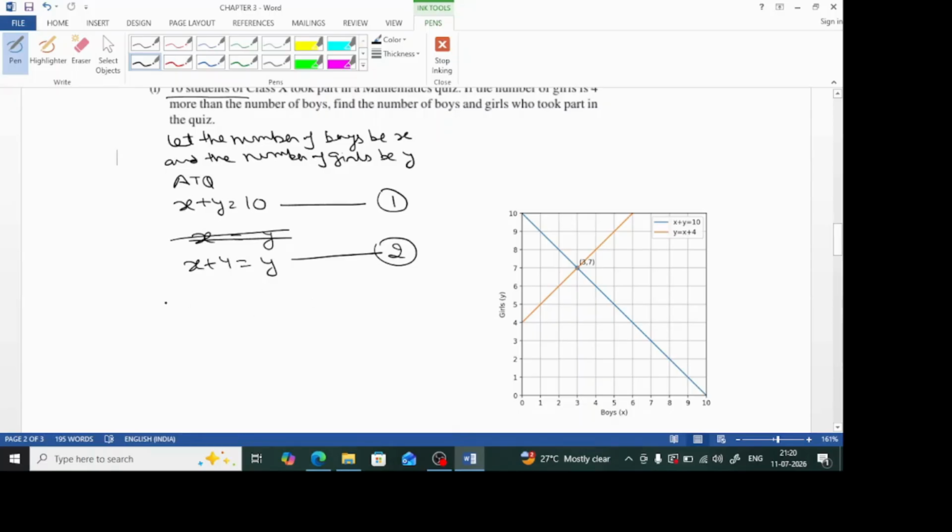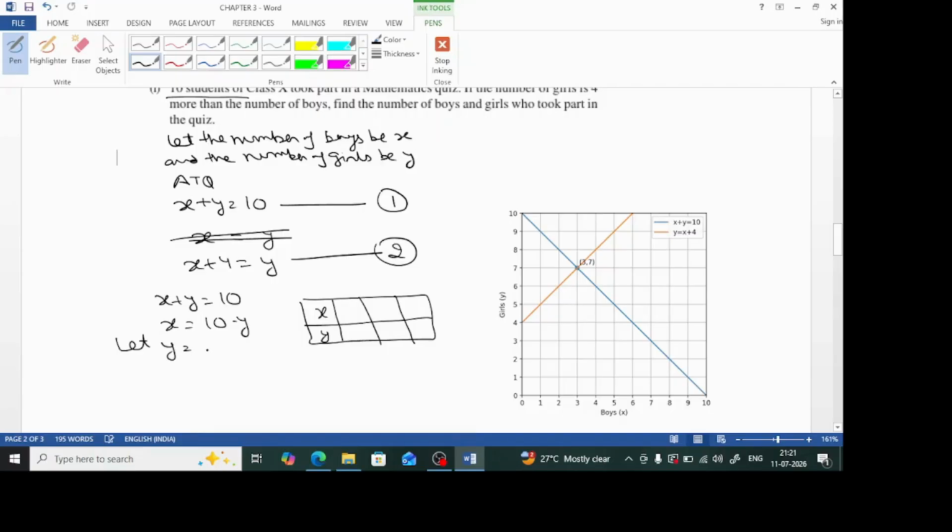How to solve this equation to plot on the graph? Let us see equation number 1. x plus y is equal to 10. y has a positive sign. I will transpose it, I will take it to the other side. It will become x equals 10 minus y. Now for different values of y, we will get different values of x. We should take at least 3 values.